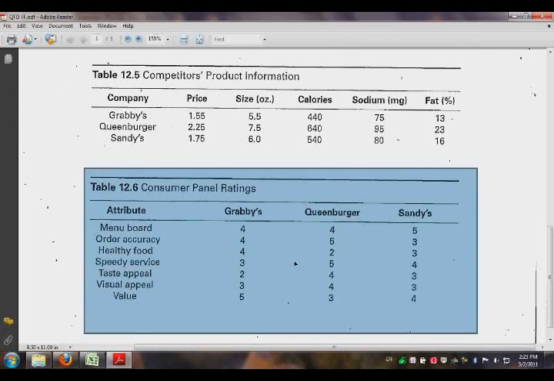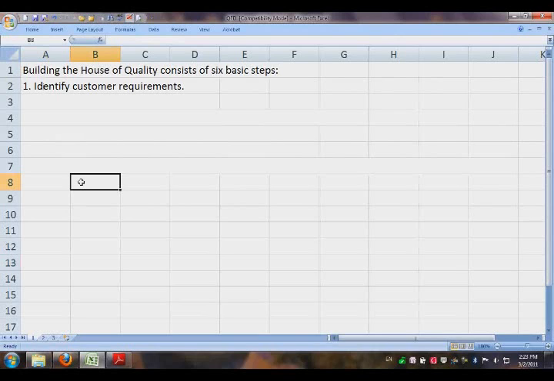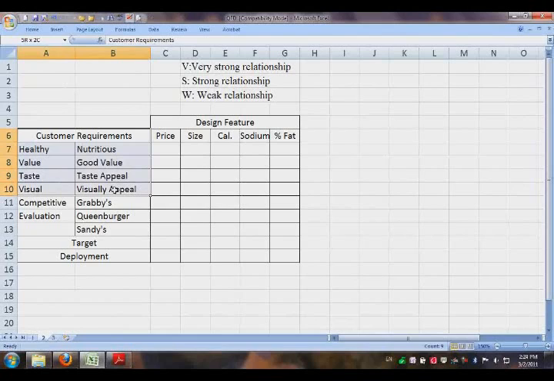Now, let's do this. How to build a QFD, a house of quality? That's in 6 steps. Step number 1, identify the customer's requirements. Because we're only doing product design, based on the attributes from the consumer panel, I had 4 customer requirements: healthy, value, taste, and visual. So we have nutrition, good value, taste appeal, and visual appeal.